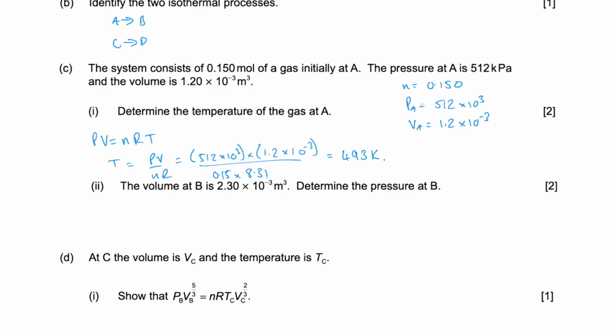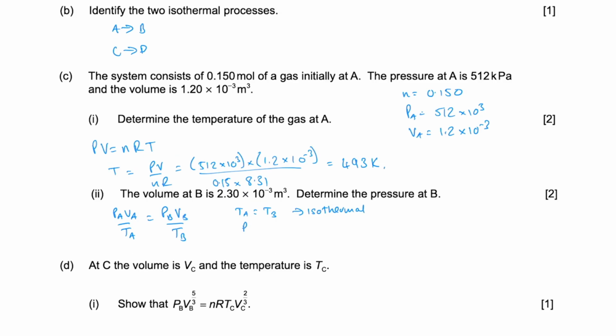C2. The volume at B is 2.3 times 10 to the minus 3. Determine the pressure at B. It's an ideal gas, which means that this expression holds true. We want to find out what PB is, and we know that TA is equal to TB because it's an isothermal expansion. So PB is equal to PAVA over VB. Plug in the numbers and we get the answer of 267 times 10 to the 3 pascals.